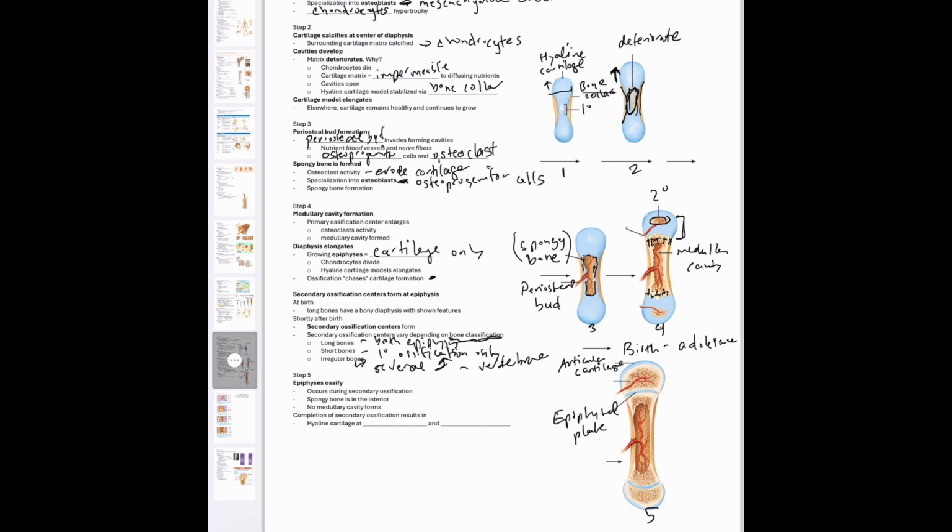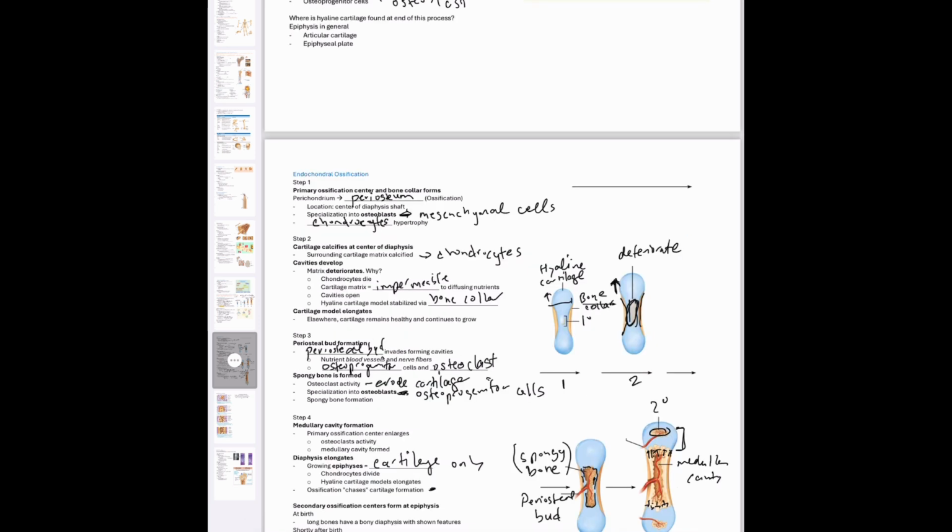And so we'll see we also have the formation of spongy bone here. We talked about how the secondary ossification center results in the secretion of that spongy bone. So spongy bone is in the interior. There are no medullary cavities that are going to be formed at the epiphysis, and the completion of secondary ossification results in hyaline cartilage at two locations. One is at the epiphyseal plate. Two is going to be at the articular cartilages.